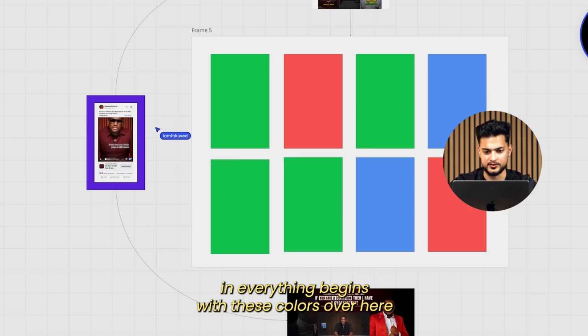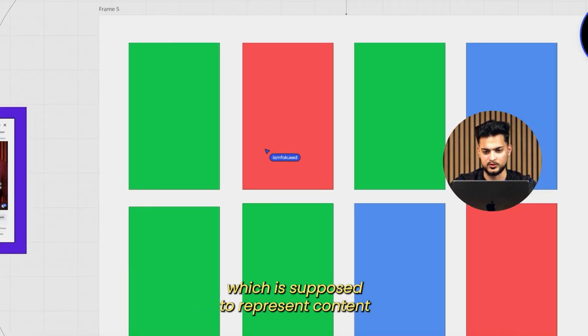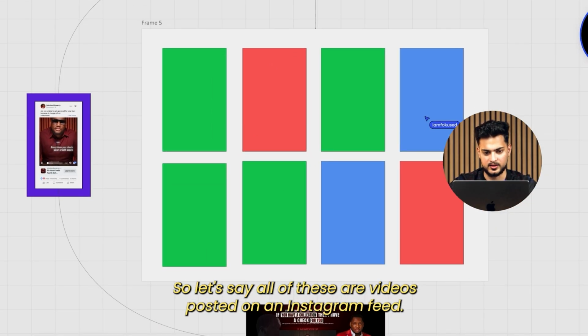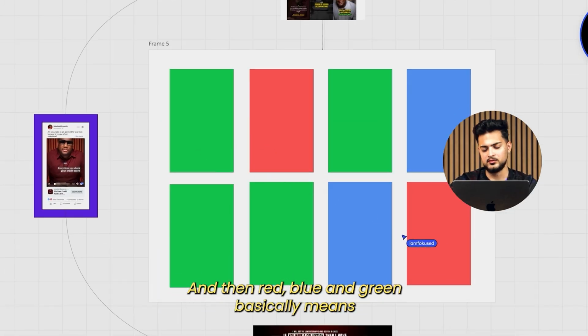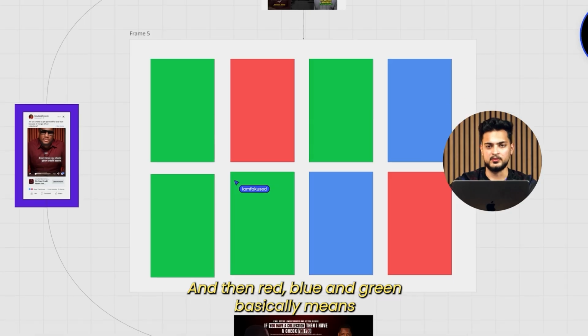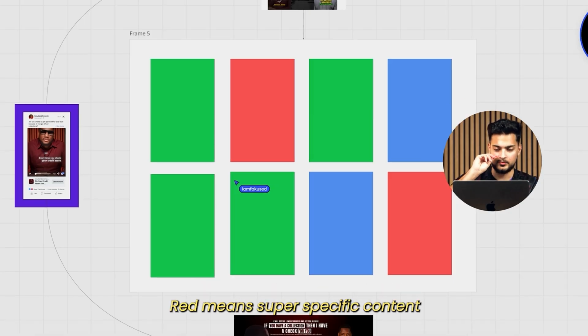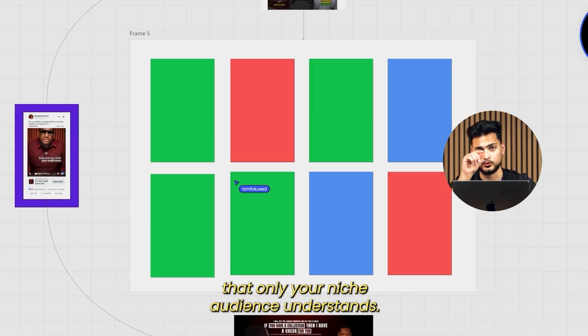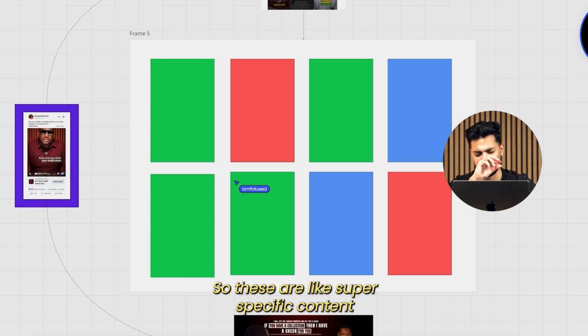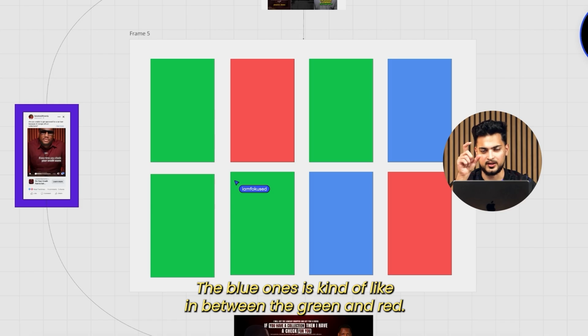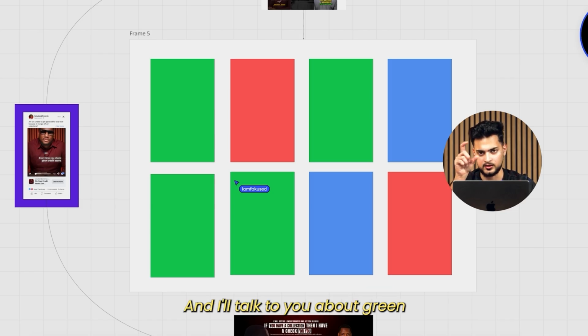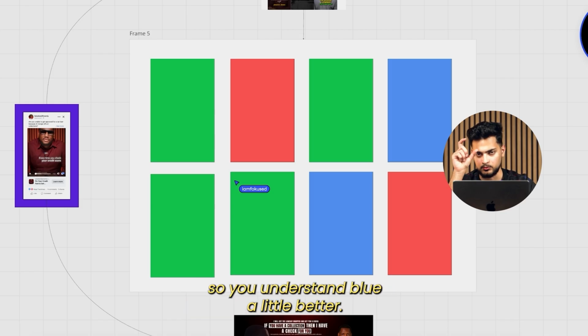And everything begins with these colors over here, which is supposed to represent content. So let's say all of these are videos posted on an Instagram feed. And then red, blue, and green basically means what type of content it is. Red means super specific content that only your niche audience understands. So these are super specific content. These are supposed to get the lowest views. The blue ones are in between the green and red. And I'll talk to you about what green is so you understand blue a little better.